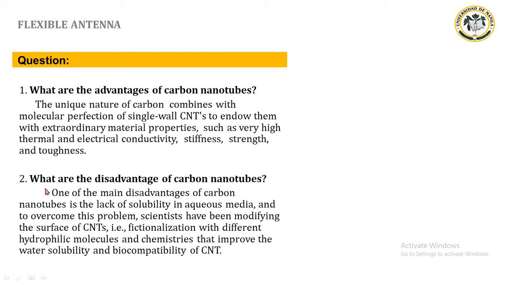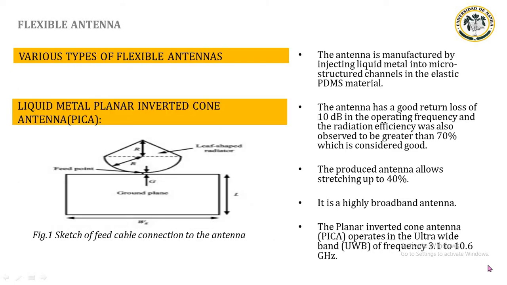Number 2. What are the disadvantages of carbon nanotube? One of the main disadvantages of carbon nanotube is the lack of solubility in aqueous media. To overcome this problem, scientists have been modifying the surface of carbon nanotube, for example, functionalization with different hydrophilic molecules and chemistries that improve the water solubility and biocompatibility of compressed nanotube.